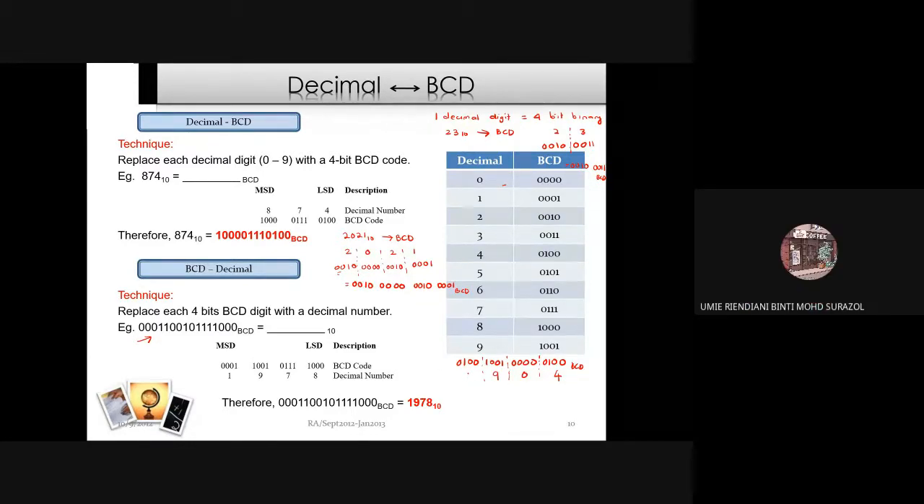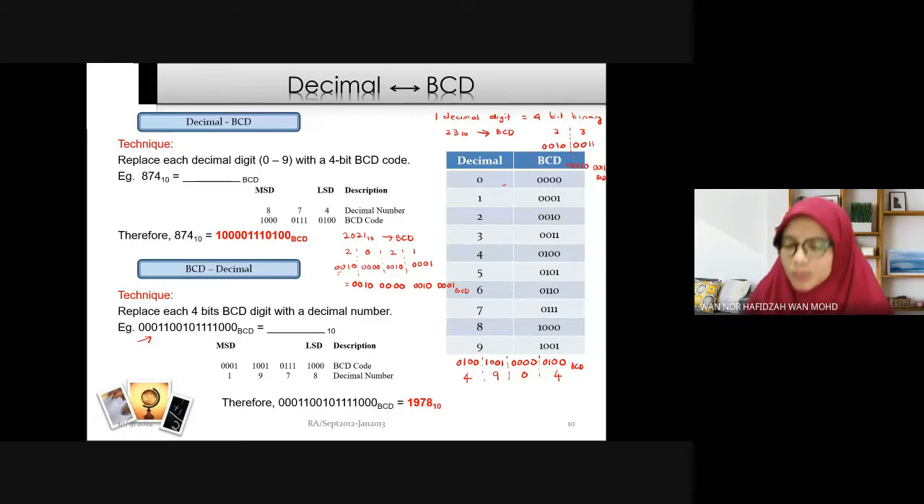0100 is 4. Alamak madam, no time. How do we calculate? Either you press the calculator or you can calculate like this. 2 to the power 0, 2 to the power 1, 2 to the power 2, 2 to the power 3. So this is actually 1, 2, 4, 8. So 8 plus 1, 9. And that's how we get 9.